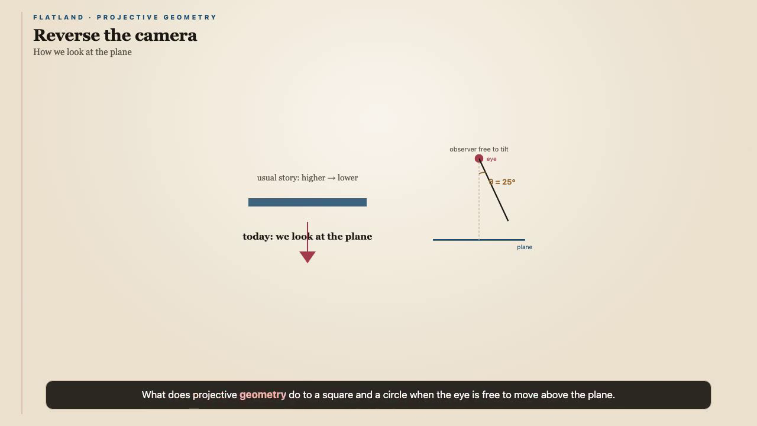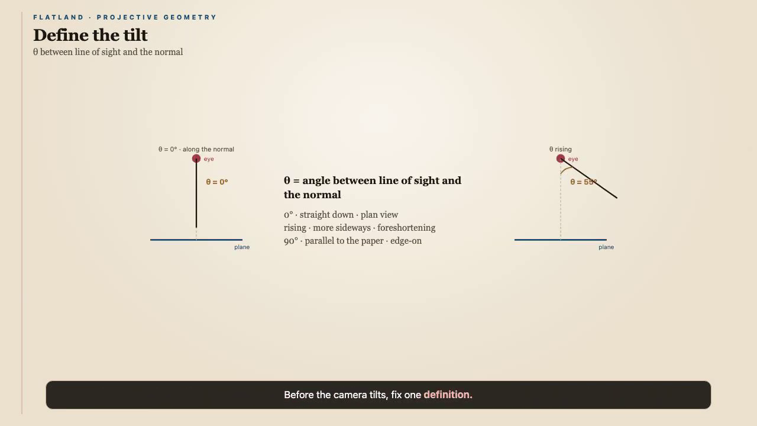What does projective geometry do to a square and a circle when the eye is free to move above the plane? We will walk 3 visual states with real numbers. God eye view at tilt 0. Oblique foreshortening with cosine. Edge on vanish at 90 degrees. Then we will use Flatland as a clean analogy for higher dimensions, and for the way our own eyes already project the world.